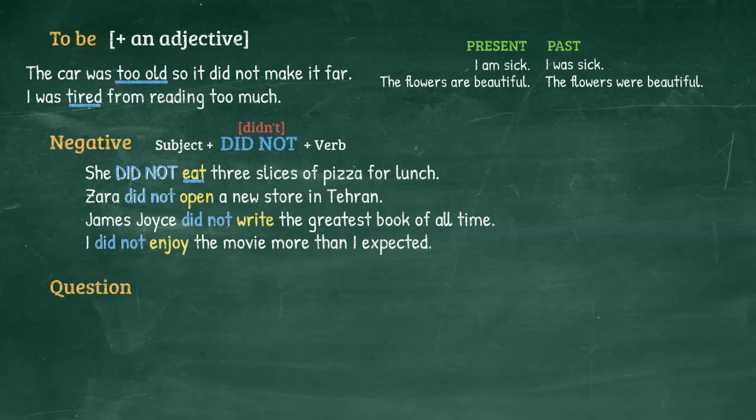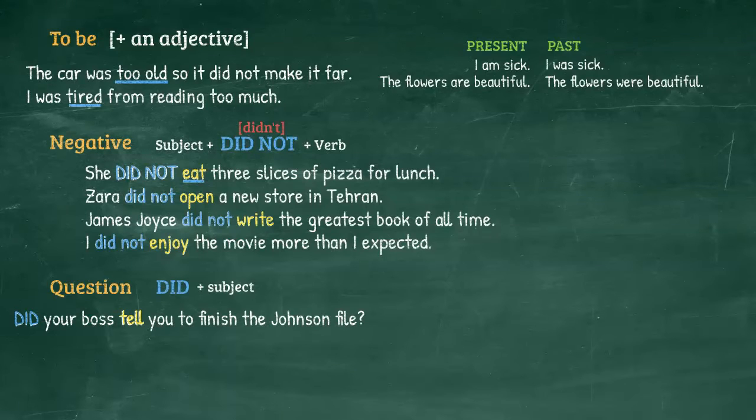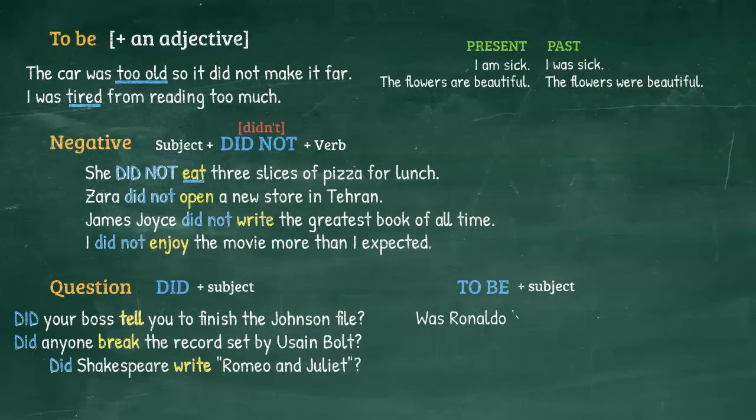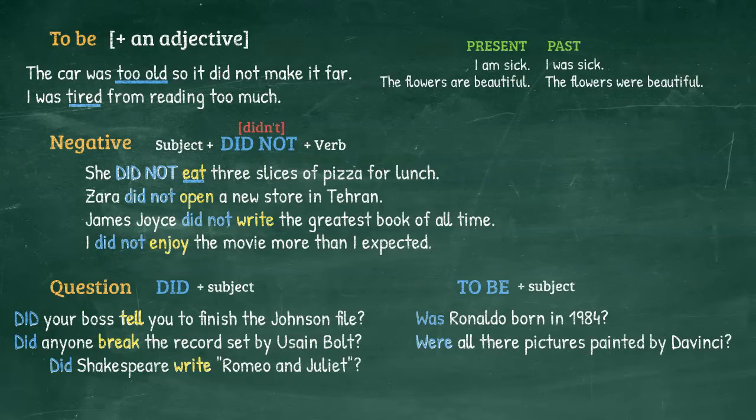If we want to ask a question in the simple past, we need to change the order of the subject and the verb did. In other words, we will need to begin the sentence with did, as in, did your boss tell you to finish the Johnson file? Did anyone break the record set by Usain Bolt? Did Shakespeare write Romeo and Juliet? We can also use the verb to be to ask questions. For instance, was Ronaldo born in 1984? Were all these pictures painted by Da Vinci? Were you awake when the accident happened?